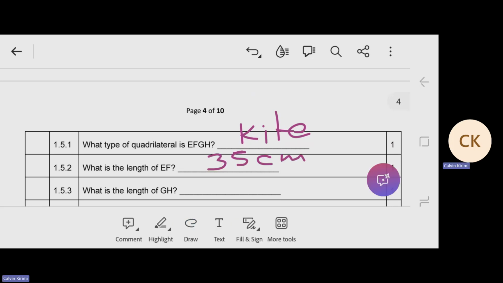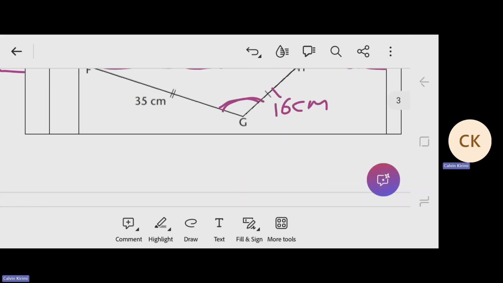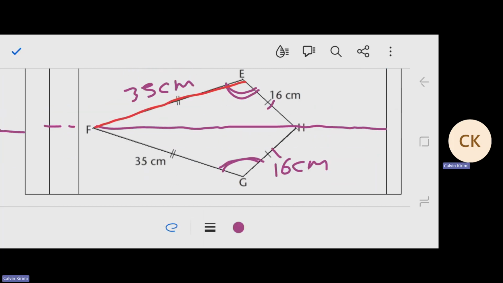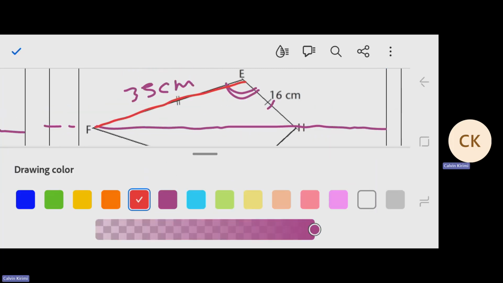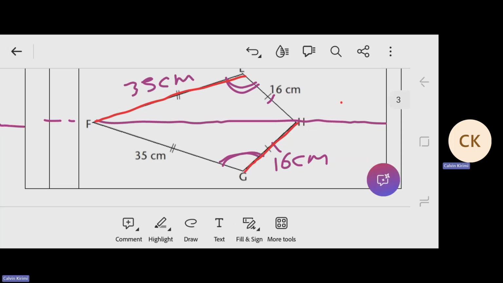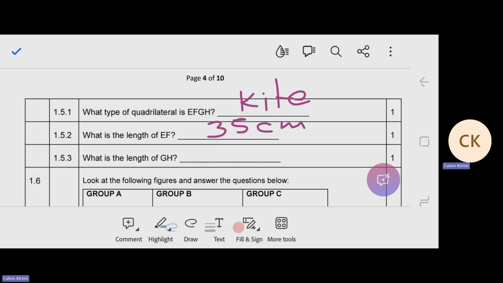Then we go to the length of GH. We are looking at that side, the length of GH. GH is 16 centimeters. So we label the length in centimeters.